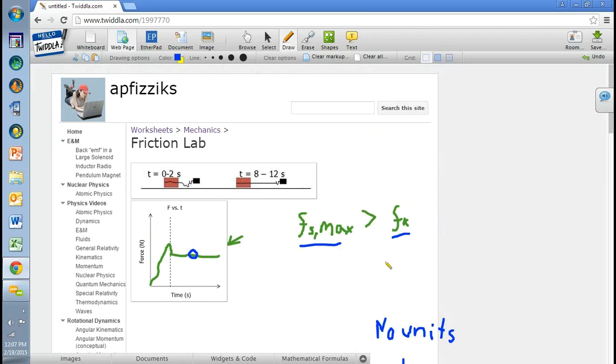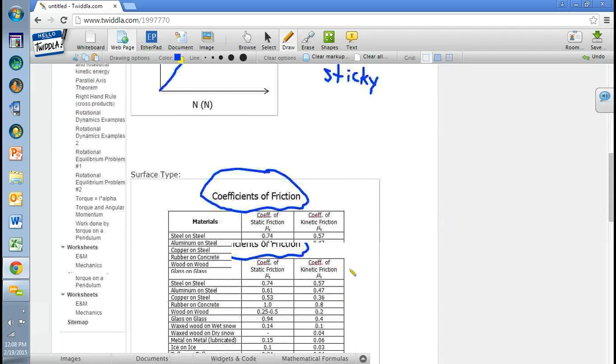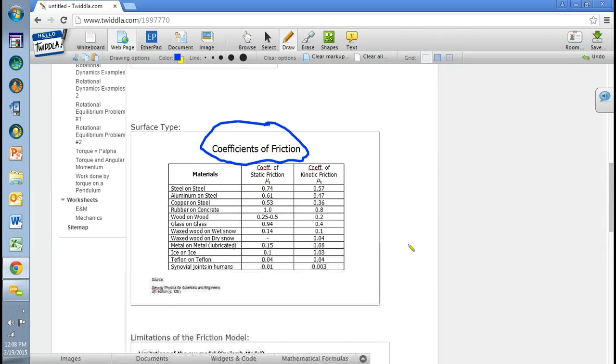Which one do you think is going to be more, the kinetic sliding, or the static? Right, the static. Okay, so let's look down here at these coefficients. These are static. Remember how we found there are two factors that affect friction, the support force and the type of surface. Well, these coefficients of friction are related to the type of surface it's on.